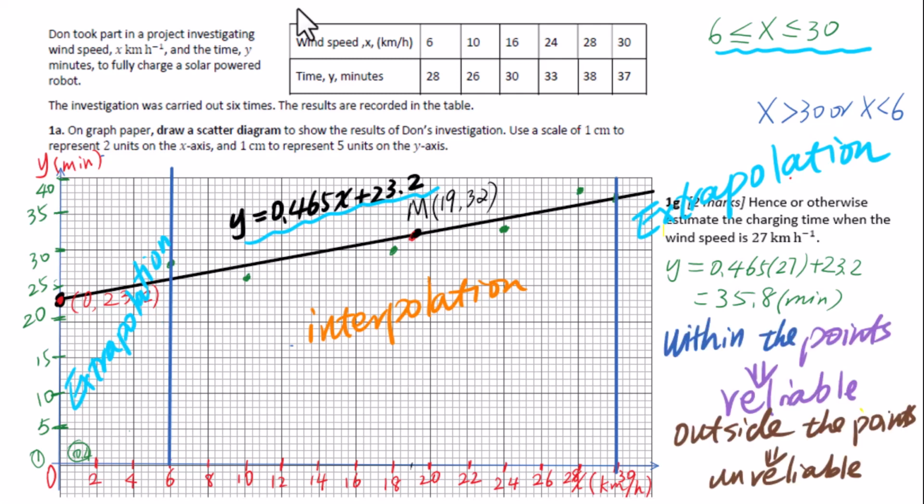Here's the conclusion. When you do the estimation within the points, it is reliable. If it is outside the points, it's unreliable.